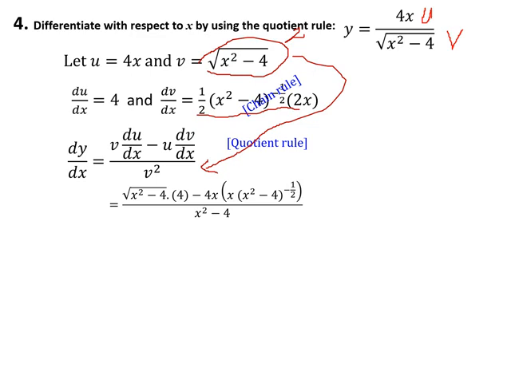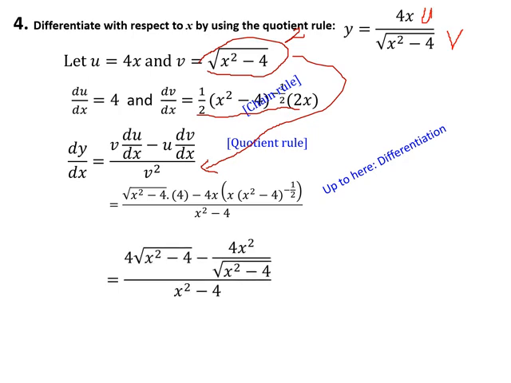Right. Then the next step is about simplifying. But I want you to notice that our differentiation ends here. We have used the quotient rule to differentiate. Up to here, you have done your differentiation. What you are now doing is addressing that part that says you need to leave your answers with the positive exponents and also in surd form where appropriate. So that is what we are going to do like that.